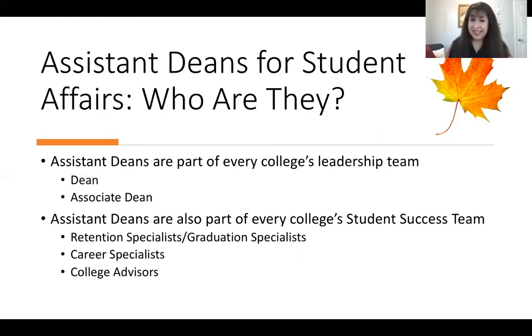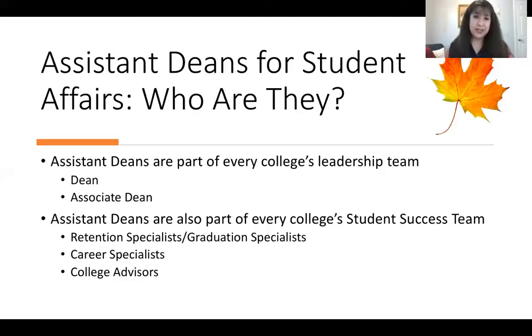Now, assistant deans are also part of every college's student success team. Each college has a student success team that is made up of retention and graduation specialists. Retention specialists serve first-time students and sophomores, and graduation specialists serve our juniors and seniors regarding most things academically related. Within the student success team there are also career specialists.